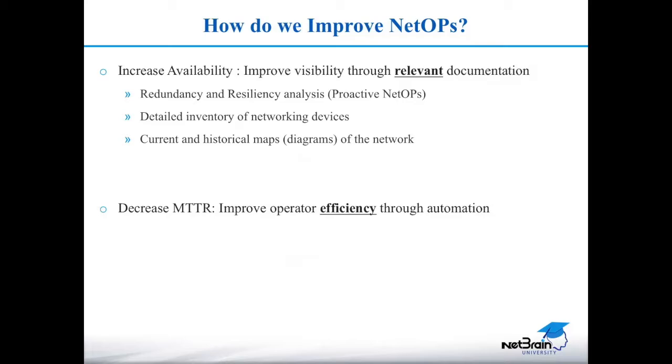Relevant documentation allows NetOps engineers, as well as designers and architects, to perform redundancy and resiliency analysis. This truly speaks to what is often referred to as being proactive, or in this case, proactive NetOps. To do this, we need detailed inventory and asset reports of the networking devices and things like OS version, power supplies, control processors, line card serial and model numbers, etc. These all allow the NetOps engineer to identify potential hardware and software related risks and avoid any outages that these may cause. Secondly, current maps and diagrams of the network.